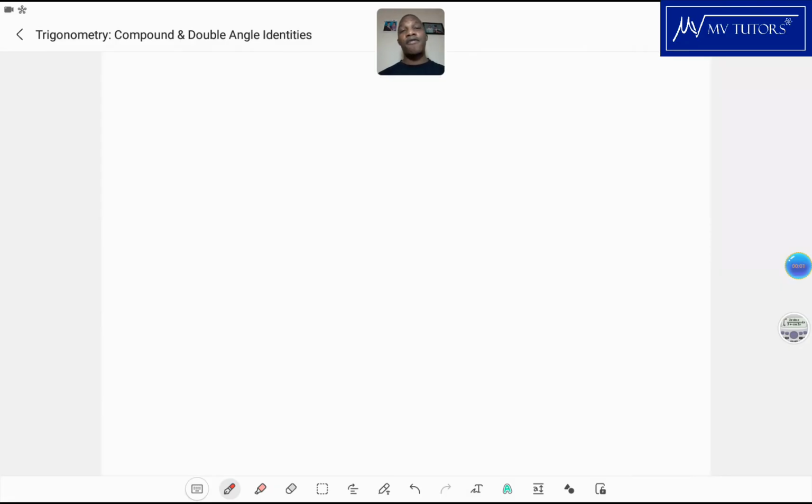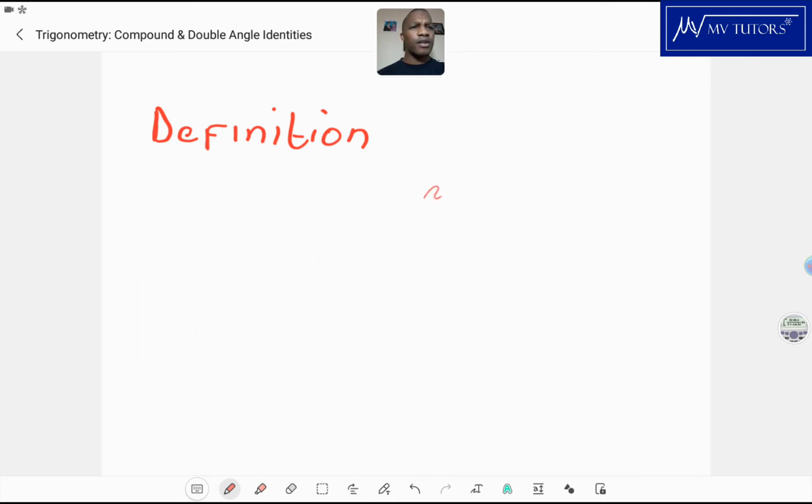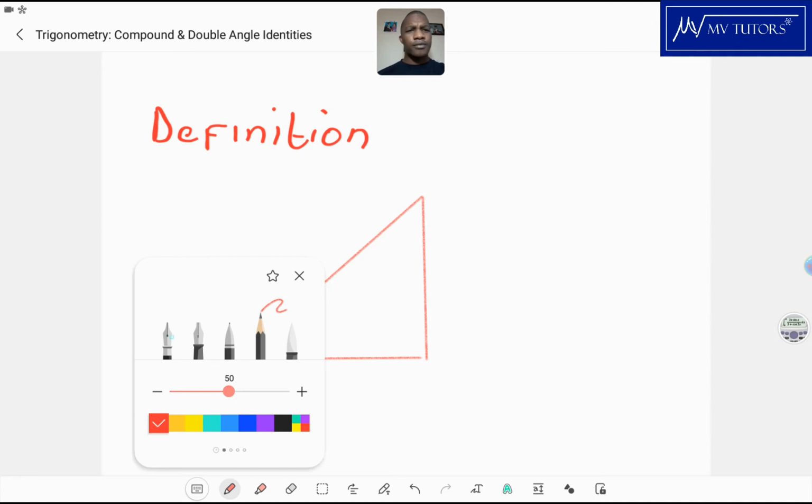Okay, now let's start from the very basics, the definitions. All right, so say for example we have a triangle. Let me just use a different pen for it, and maybe a pencil too. Okay, so we have a triangle right there. Good. Now, let's go back to our pen.